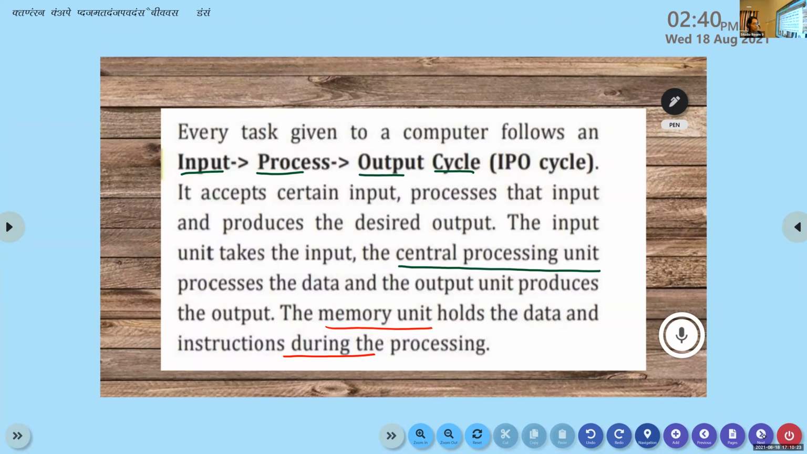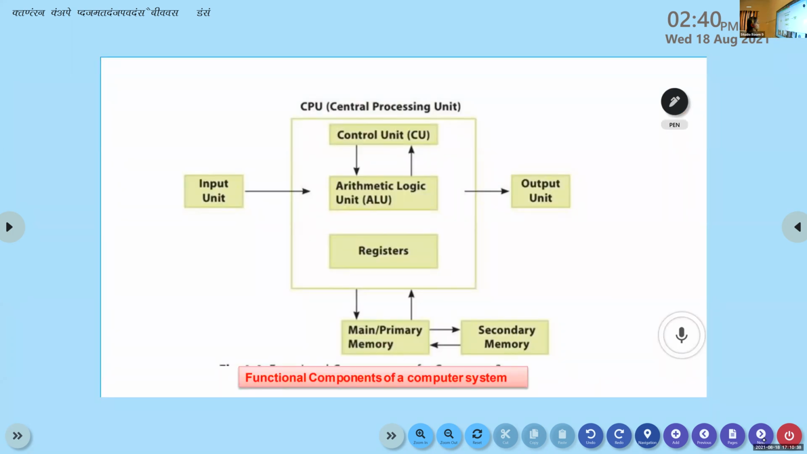And the processing is done by, who does the processing? CPU. CPU stands for Central Processing Unit. So this is the von Neumann architecture in which you will get a clear image, isn't it? So the central processing unit consists of 3 units: control unit, arithmetic logic unit, and registers. We will learn about this in detail. Okay, so CPU consists of 3 basic units. CU stands for control unit, ALU stands for arithmetic logic unit.